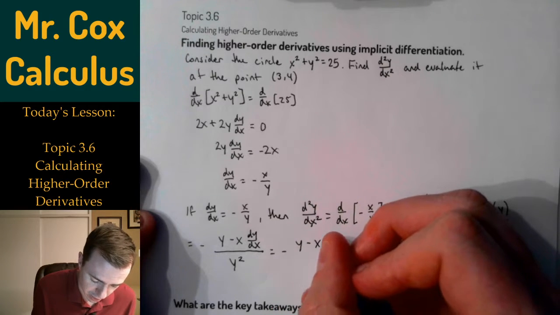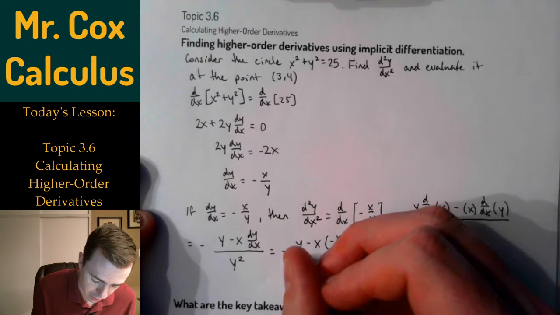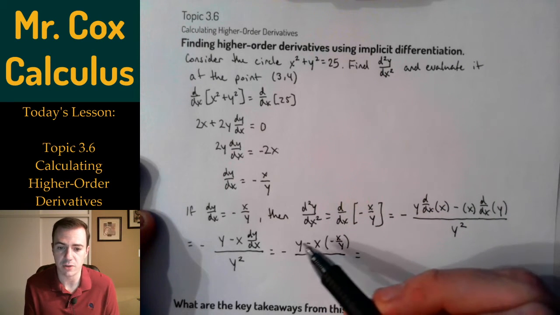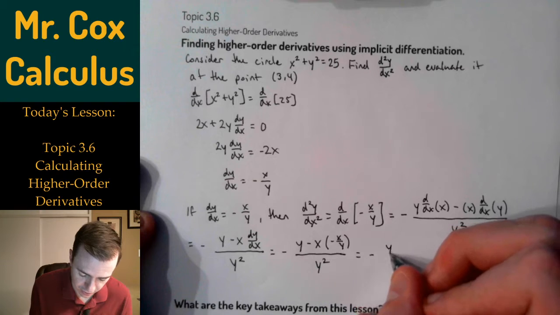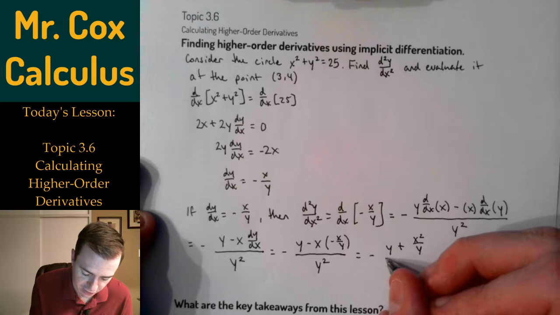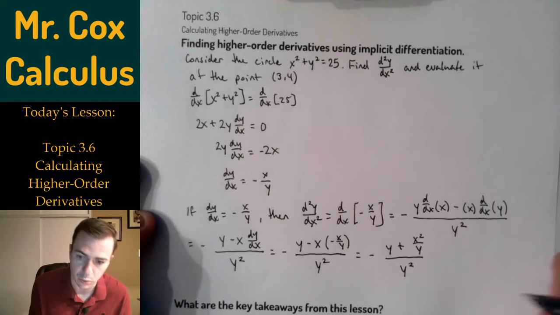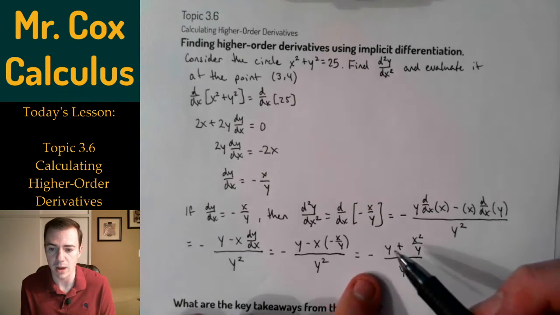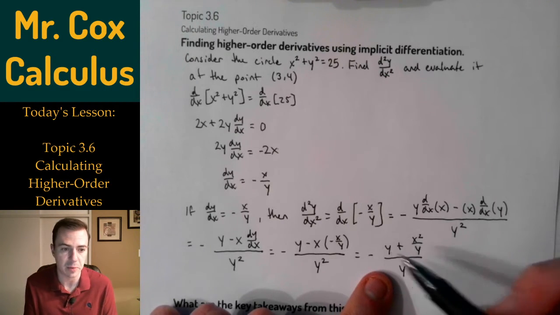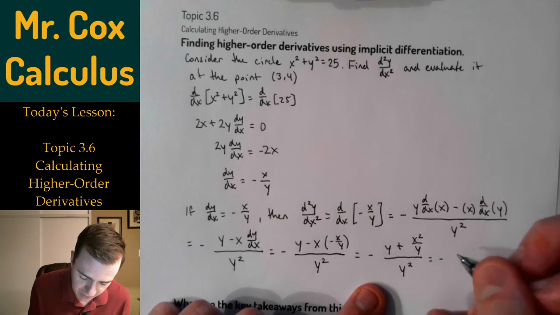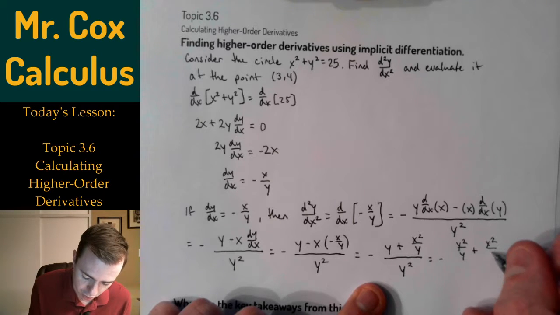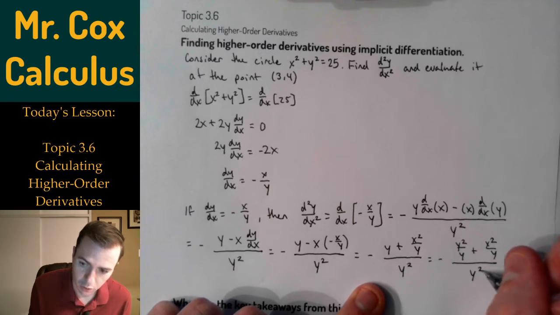So this is going to be negative x over y squared. Okay, if I multiply this out, first of all, these negatives are going to cancel right there. So this is going to be y plus, and then I'm going to get a fraction in the numerator. So that's going to be x squared over y squared. If I want to simplify it, I can also put y over y, basically finding a common denominator here in the numerator. This is equal to negative y squared over y plus x squared over y all over y squared.